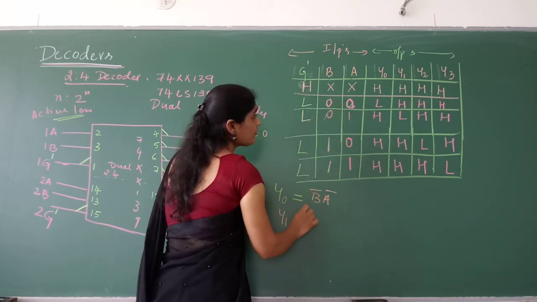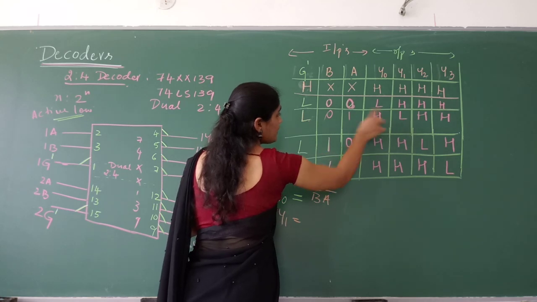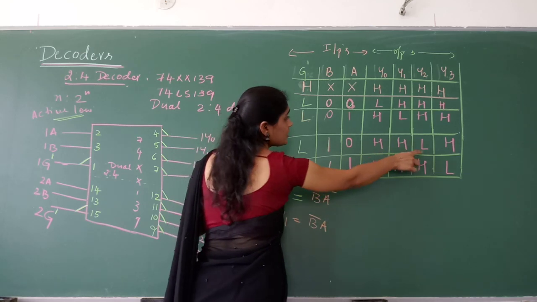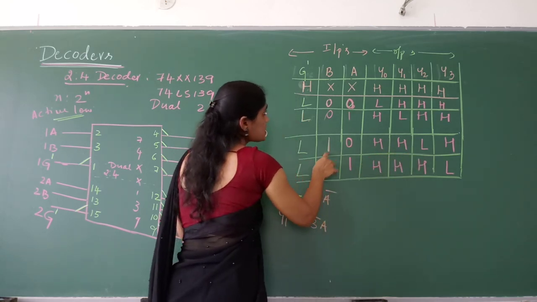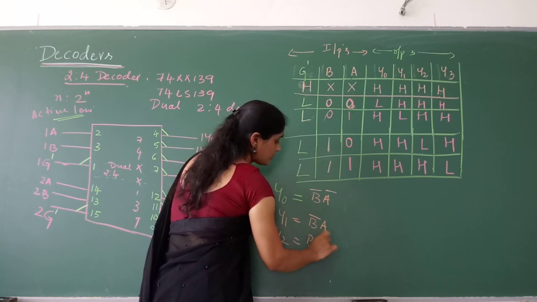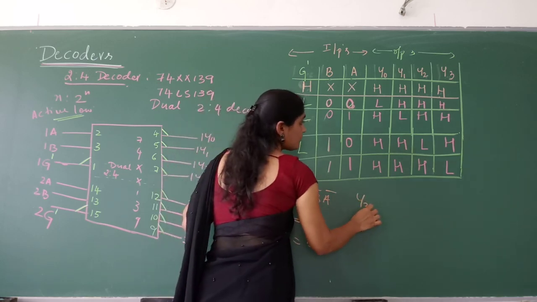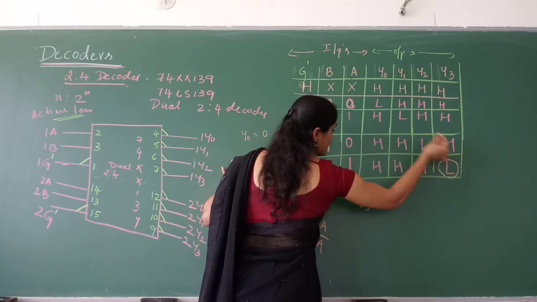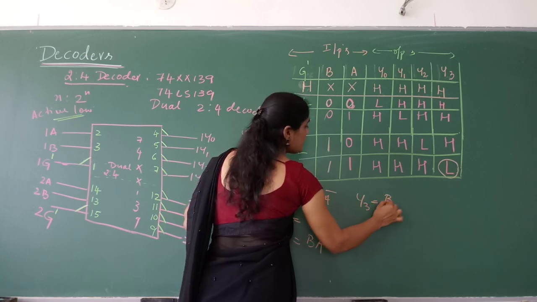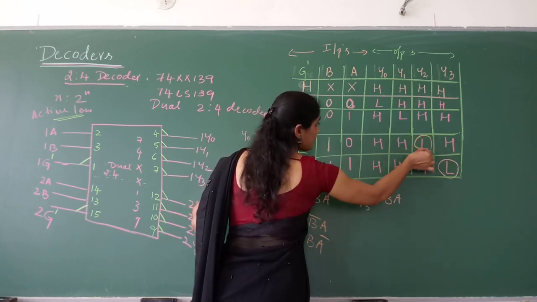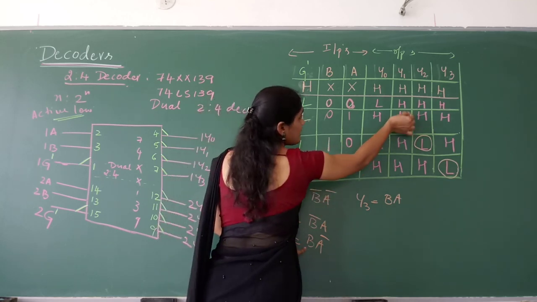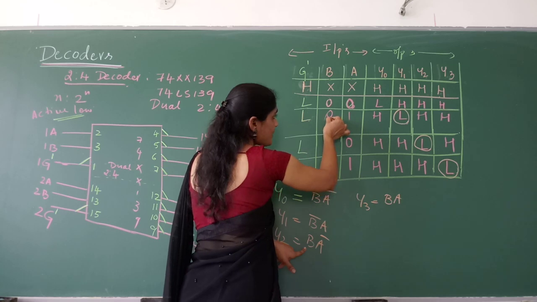What is Y1? Y1 is B bar A. Okay. Y2 is active for the combination 1, 0, so Y2 is B A bar. And Y3 is active for the combination 1, 1, so Y3 is equal to B A. So Y2 is active for this combination, so it is B A bar. Y1 is active for this combination, so it is B bar A. Correct.